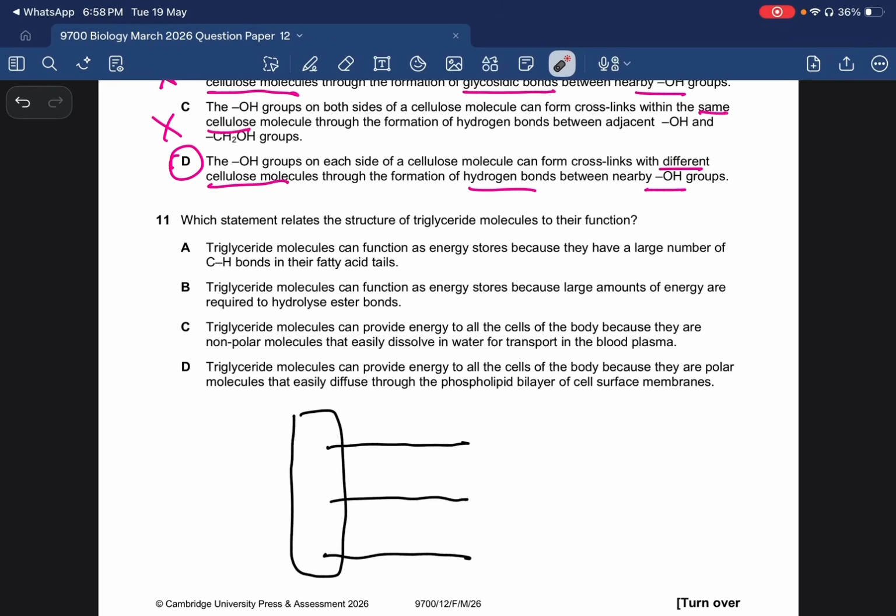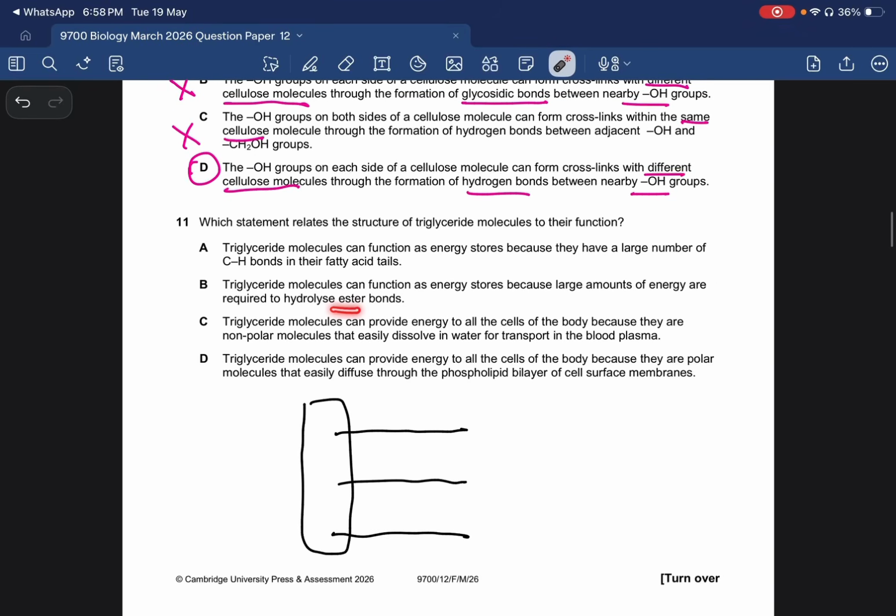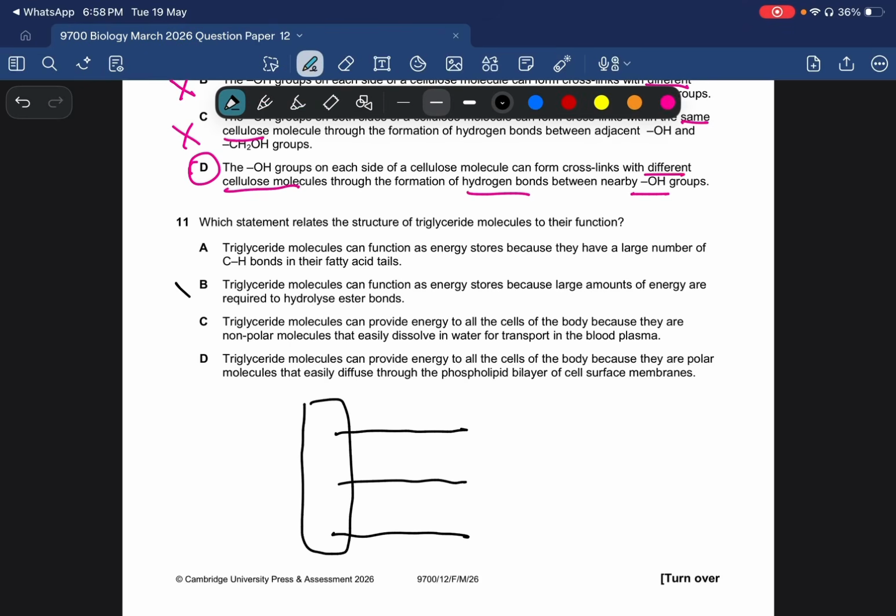Secondly, if large amounts of energy are needed to break the ester bonds, then how is that benefiting the body? The body's energy is being used up to break the bond. So you're not really providing the body with energy. Instead, you're doing the opposite thing. You're doing the wrong thing. You're taking up the body's energy. So this is wrong. Now, triglyceride molecules can provide energy to all cells of the body, correct?